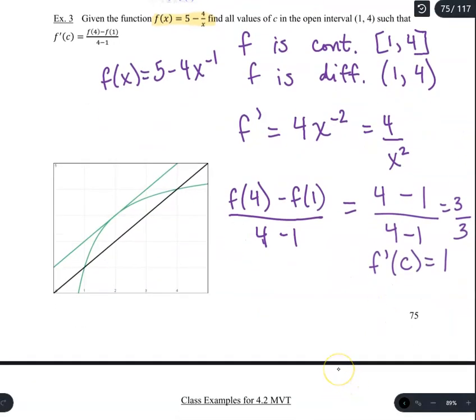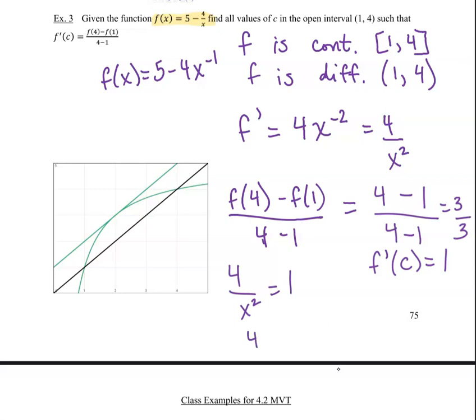So to find that, I'm going to set my derivative 4 over x squared equal to 1. I'm going to solve by multiplying by x squared, so I have 4 equals x squared. I'm going to take the square root, and I get x equals plus and minus 2. Now, negative 2 is not in the interval, so I do not care about that, but I hope you notice that 2 certainly is in the interval 1 to 4.